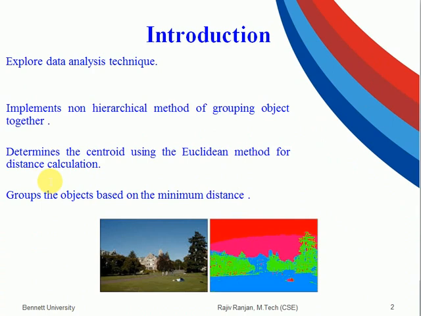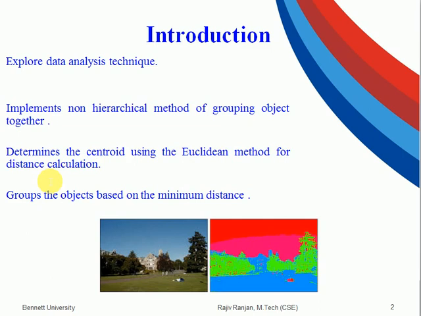So let's know about K-means clustering. It is an exploratory data analysis technique, that is it analyzes the complete set of data first before doing the clustering, whatever the procedure is. Next, it implements a non-hierarchical method of grouping objects together, that is it will not follow any certain format of object. It just takes the input and with the procedure of K-means clustering, it separates the objects into their respective clusters. Next, it determines the centroid using the Euclidean method for distance calculations.